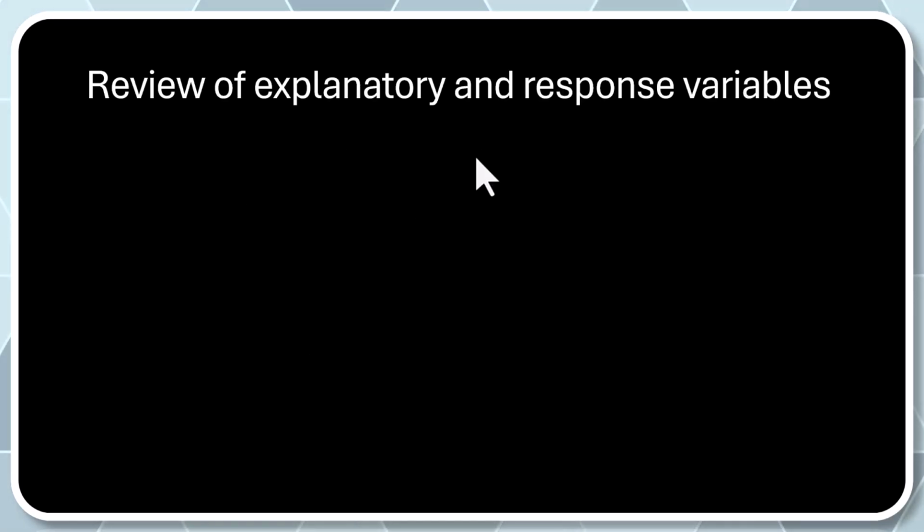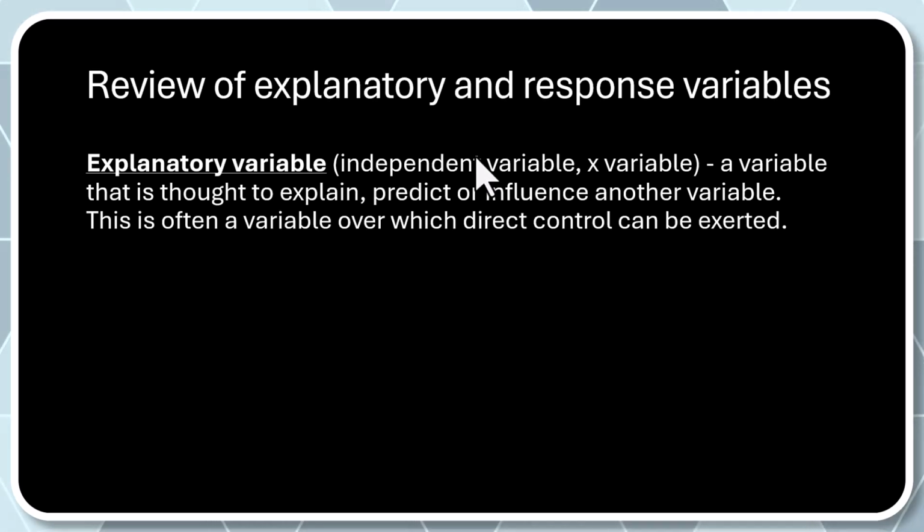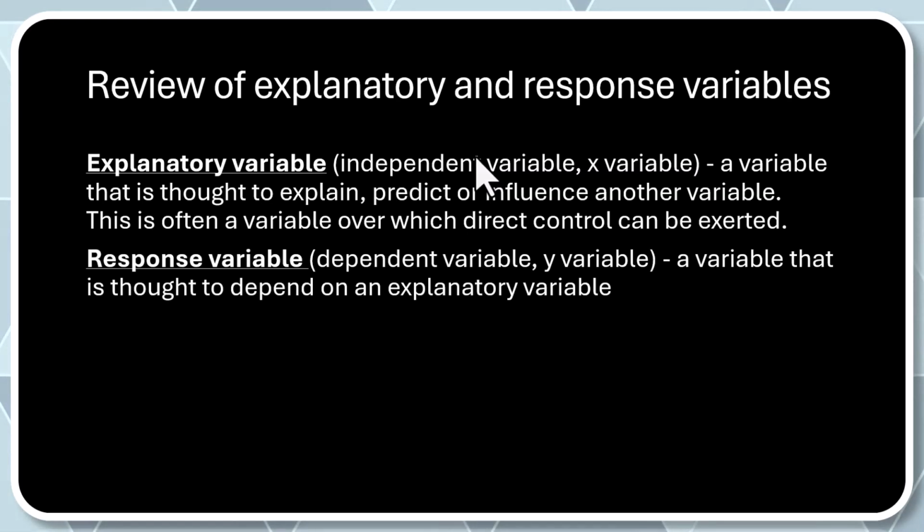So let's review explanatory and response variables. The explanatory variable is also sometimes called the independent variable or the X variable. It's the variable that is thought to explain, predict, or influence another variable. This is often a variable over which direct control can be exerted. The response variable is also called the dependent variable or the Y variable, and it's a variable that is thought to depend on an explanatory variable.